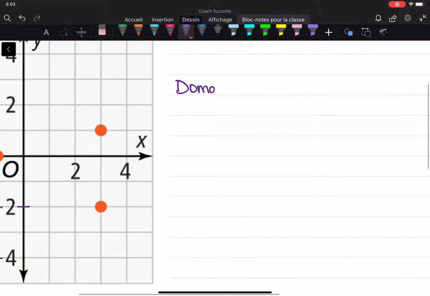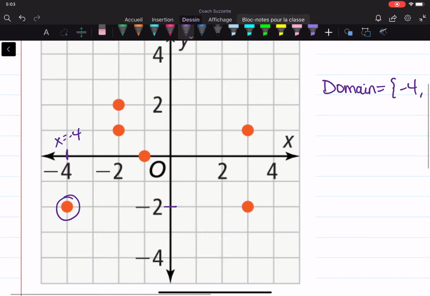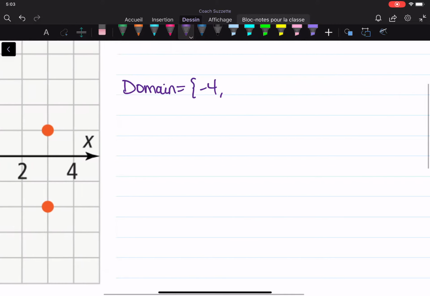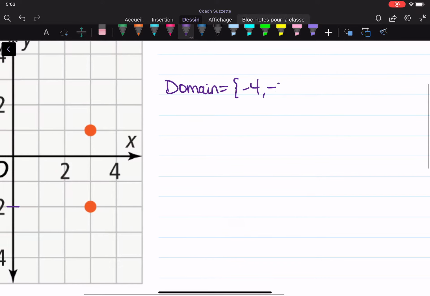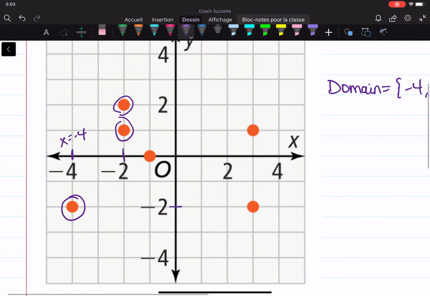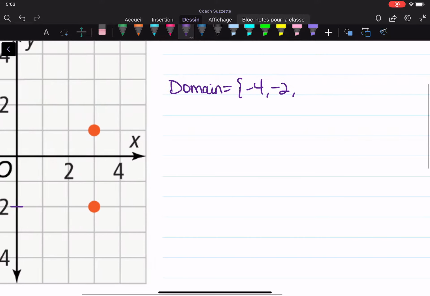Domain, we have a -4. What else? Here, because of these points, -2 is in our domain. 1 is in our domain. -1. And then 3 is in our domain.